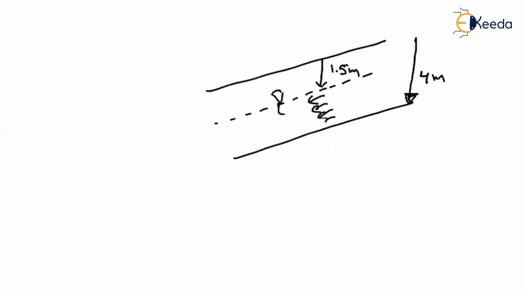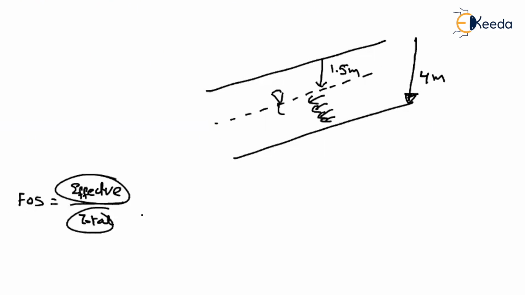That means seepage is occurring. So here how we have to find out the factor of safety? That will be equal to, what is in general, gamma dash. So in the numerator, you have to take the effective value. In the denominator, you have to take the total value.